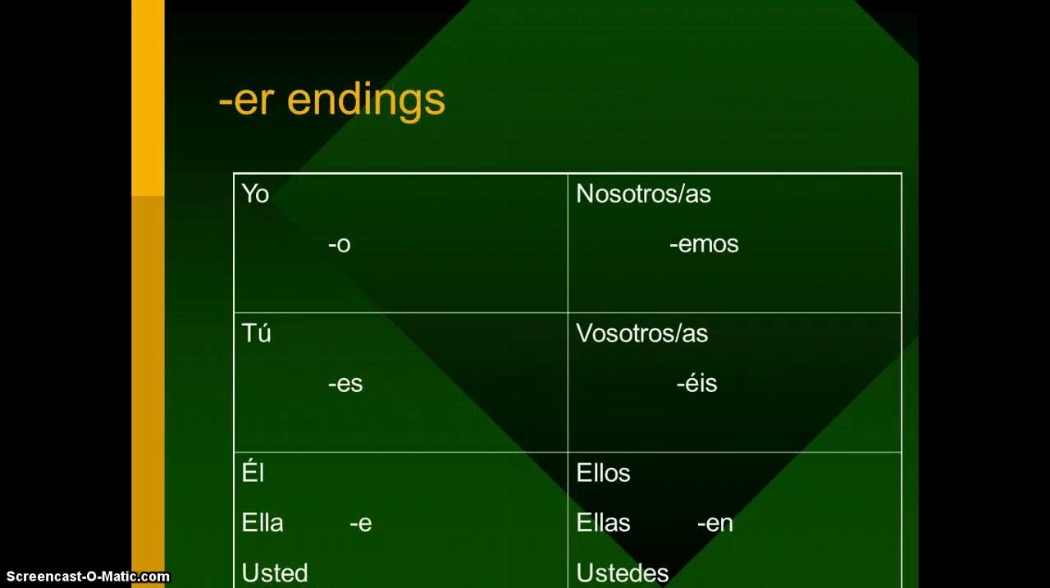Alright, the ER endings are o, es, e, emos, éis, en. Pretty simple. You'll notice that the only thing that's different, when you compare it to AR verbs, is you replace the A with an E. O, of course, stays the same. O, es, e, emos, éis, en. It's really important at the beginning to just recite the endings over and over. Get them in your head. O, es, e, emos, éis, en.